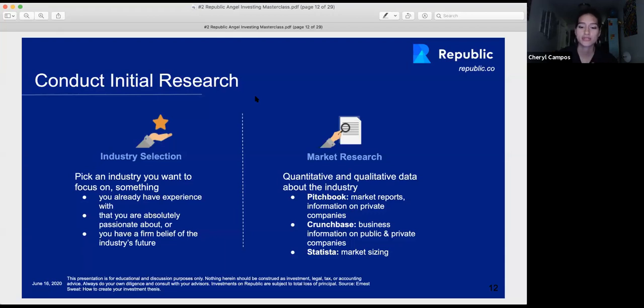Then it's about market research, right? So we list out 3 different sources. So either PitchBook, which is a little pricey, but maybe you might have access to it through a friend or through someone else, which really does give you market reports and information on private companies. Crunchbase is another one that is actually more accessible, and you can go on crunchbase.com. But essentially, it's just business information on public and private companies. And then there's Statista, which is more about market sizing, and you get macro reports on different types of industries.